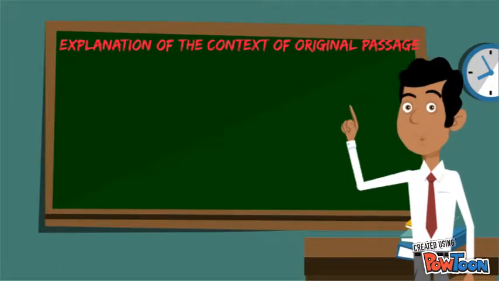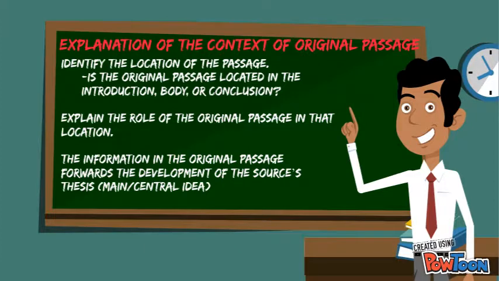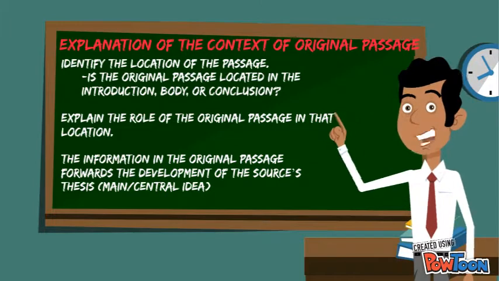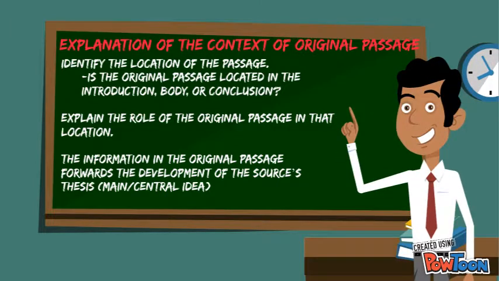Explanation of the context of original passage. Identify the location of the passage. Is the original passage located in the introduction, body, or conclusion? Explain the role of the original passage in that location. The information in the original passage forwards the development of the source's thesis.